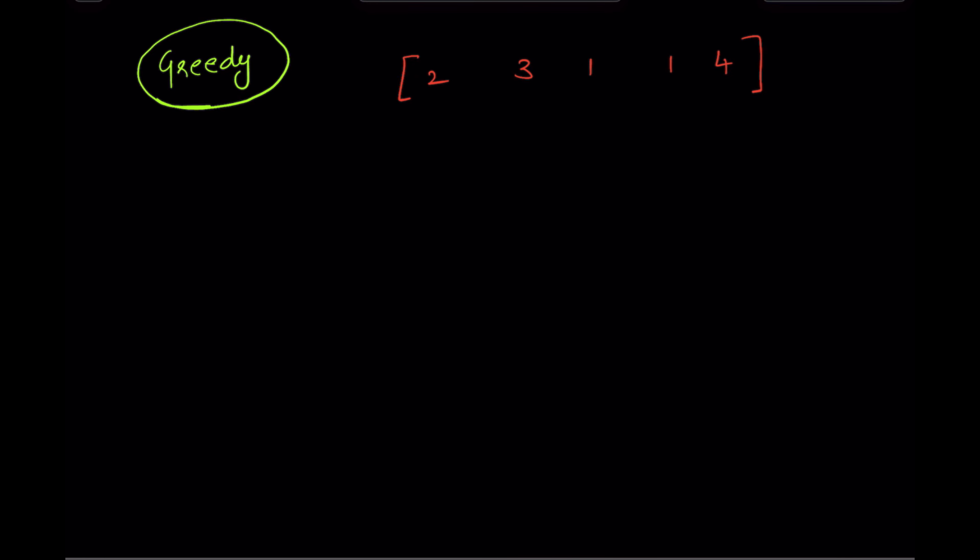But what if we change our approach to start from the right hand side and see if the last element is accessible? One way to determine that is to look at the element right before that, that is n minus 2. If its value is greater than or equal to 1, it can easily make a jump to reach the last element.